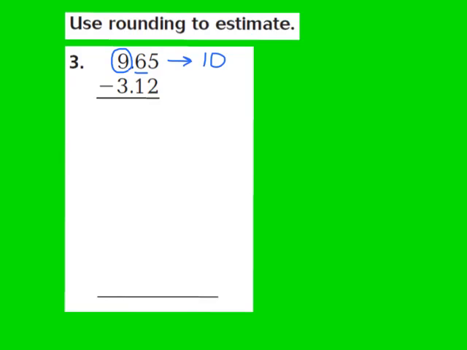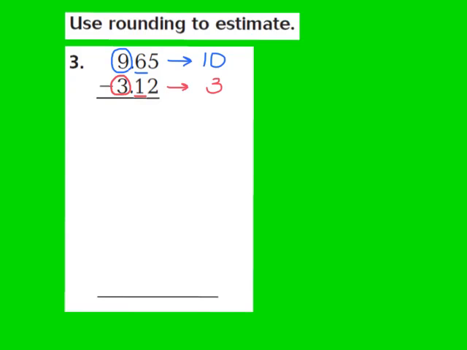Now, let's take a look at the second number. We have 3 and 12 hundredths. Well, I'm going to focus on the 3 in the ones place, and I'm going to put a circle around that 3. Once I do that, I'm going to focus on the number to the right of my 3. And what I see is that number is a 1. I'm going to underline the 1. And here's what I know. I know that a 1 is less than 5. And since the 1 is less than 5, my 3 is going to stay the same. So 3 and 12 hundredths rounds to the whole number 3.